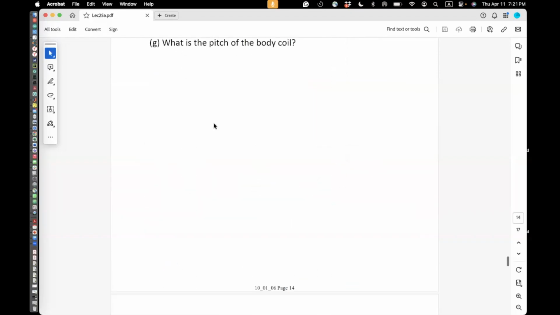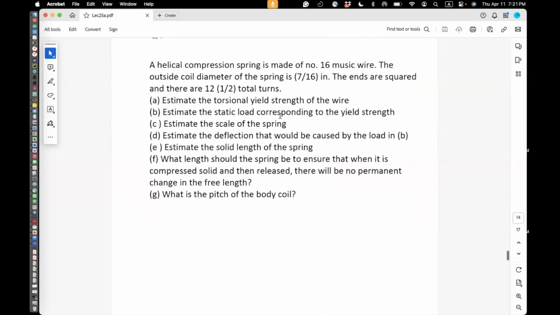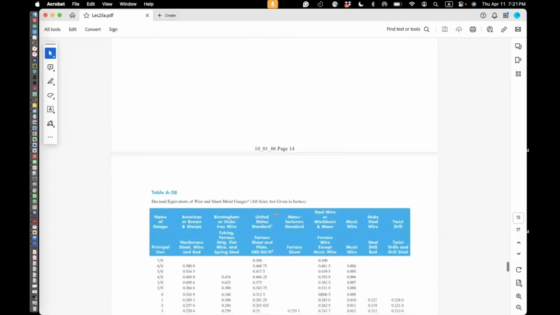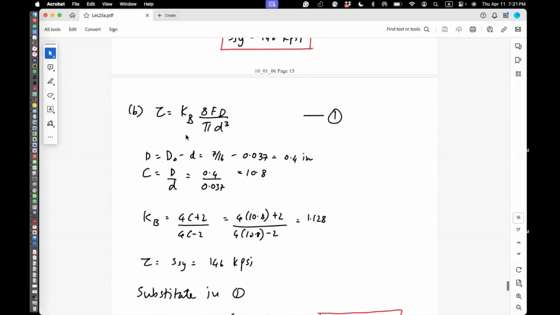The next question is estimate the static loading corresponding to the yield strength. So here the formula is tau equals Ks 8FD divided by pi d cubed. What we are given here is capital D0, it's 7/16, and we know small d, the diameter of the coils. So we can compute the mean diameter D, and we can compute the spring index C.